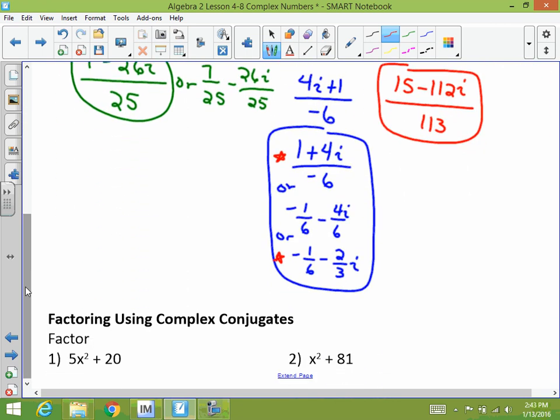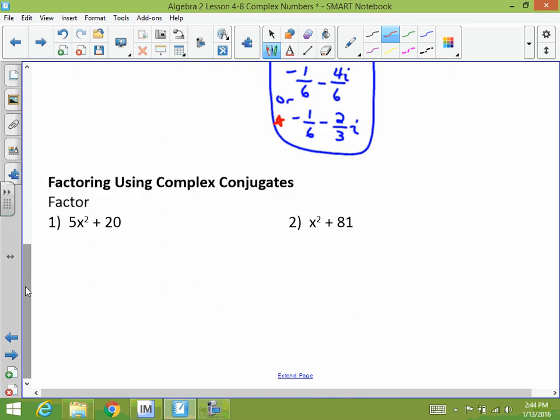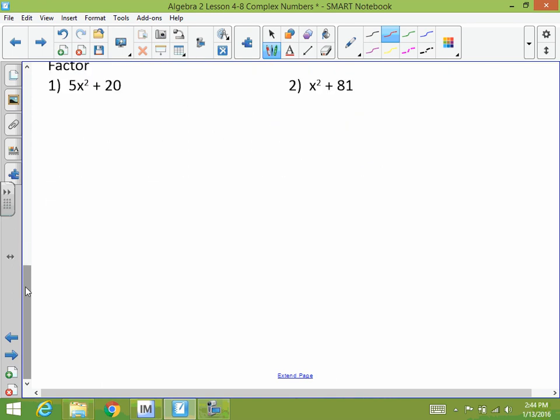Okay, now, lots of things you can do with complex numbers. Now we're going to factor with complex numbers. So if I have 5x squared plus 20, if I want to factor this, I'm going to take a 5 out of there. And that'll leave me with x squared plus 4. So I know then that x squared plus 4, you might look at this and go, well, you can't factor that anymore.